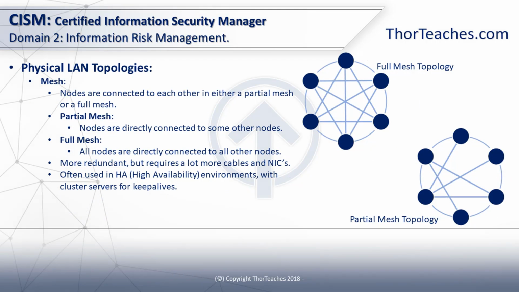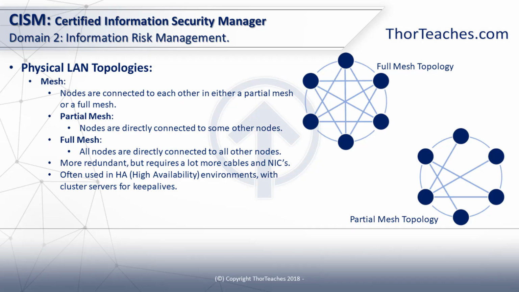In mesh topologies, we talk about either partial mesh or full mesh. In a partial mesh topology, some of the nodes are directly connected to each other. One node might be connected to everything and the rest only to a few other nodes. Whereas in a full mesh topology, every single node is connected to every other single node.